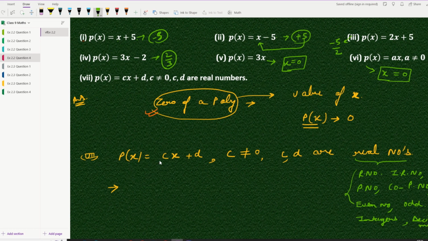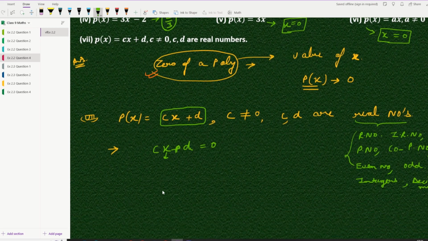So just a very simple methodology, as I told you, you have to just equate this polynomial's value with 0. cx plus d equals 0, and we have to find the value of x. Our main motive is to find the value of x. So to find the value of x, firstly we'll take this d here. It will be cx equals minus d, and then x will be equal to minus d upon c.